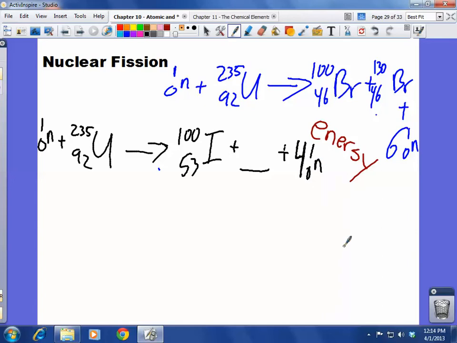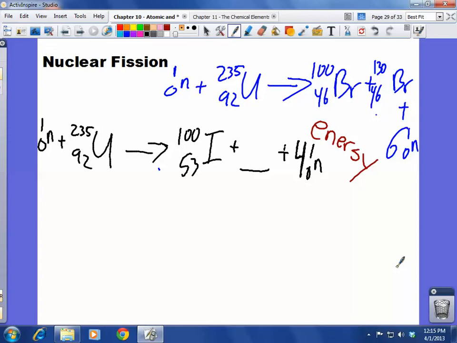How am I going to figure out what that something else is? When you multiply the neutrons, does that change the mass number and the atomic number? The atomic number will stay the same, because if I have 4 neutrons, each with a mass of 1, the total mass of all those neutrons is going to be 4. Okay?